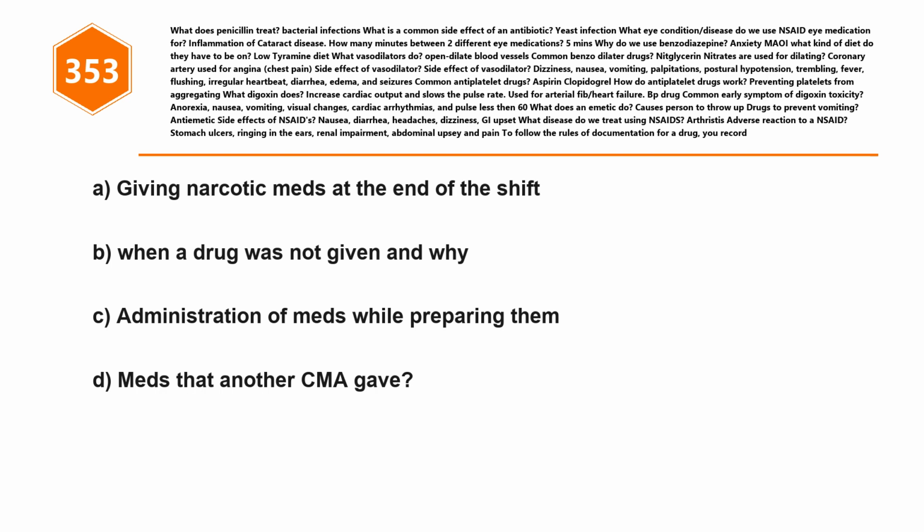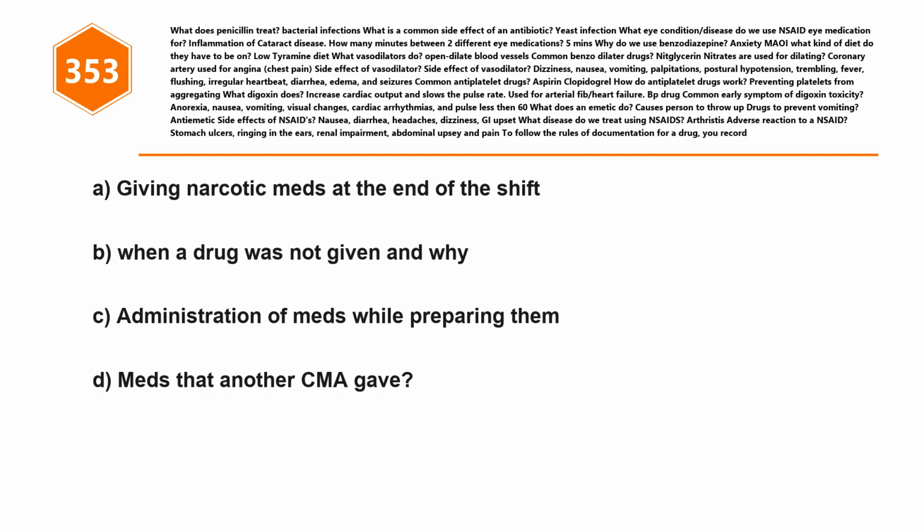What does an emetic do? Causes a person to throw up. Drugs to prevent vomiting: antiemetic. Side effects of NSAIDs: nausea, diarrhea, headaches, dizziness, GI upset. What disease do we treat using NSAIDs? Arthritis. Adverse reactions to an NSAID: stomach ulcers, ringing in the ears, renal impairment, abdominal upset and pain.